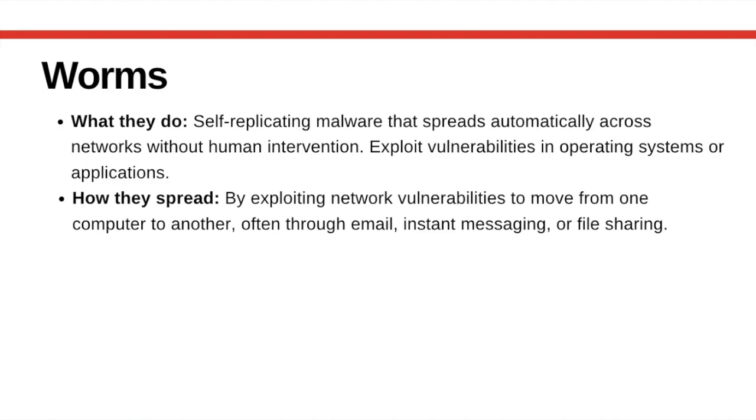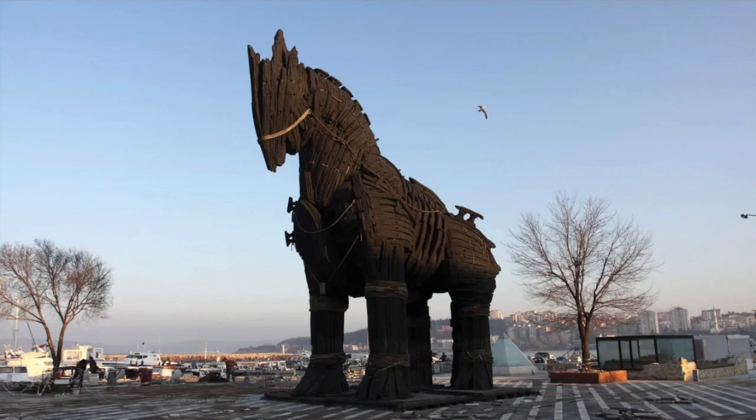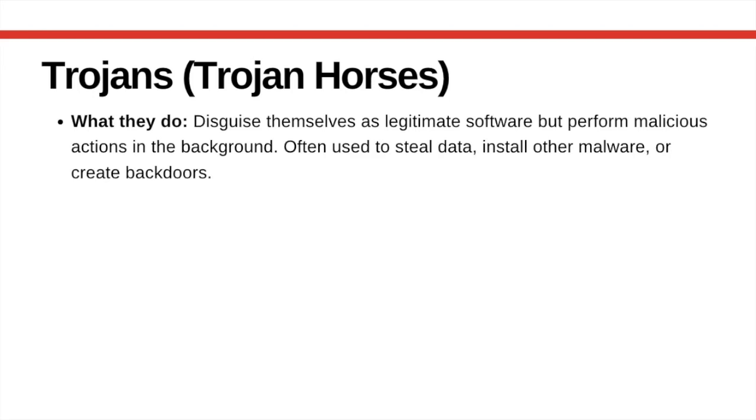Remember the story of the Trojan Horse in Greek mythology? It looked like a gift but had soldiers hidden inside. Similarly, a Trojan malware disguises itself as something useful or legitimate, but hides malicious intent. Hence, what they do: disguise themselves as legitimate software, but perform malicious actions in the background, often used to steal data, install other malware, or create backdoors.